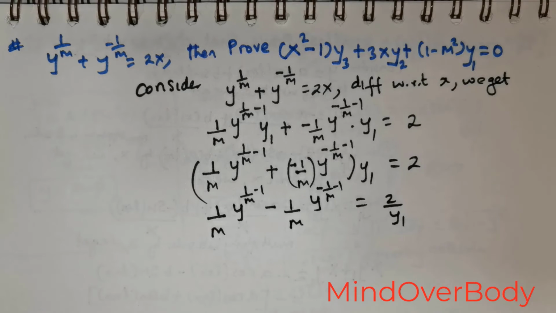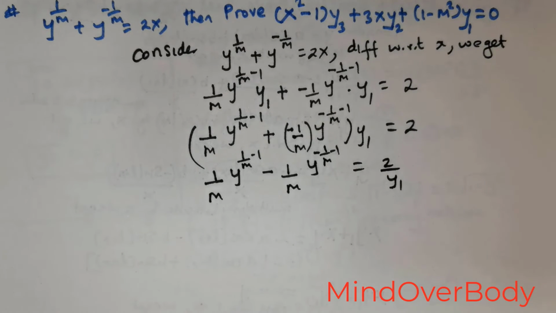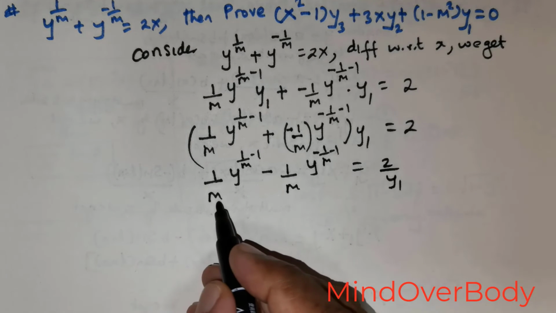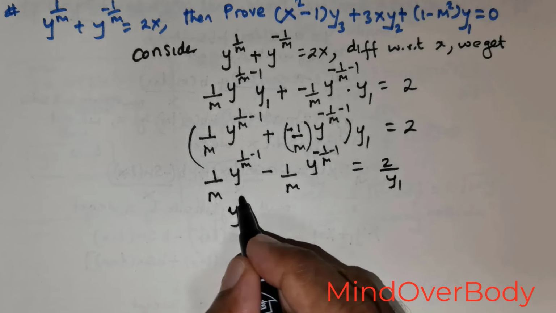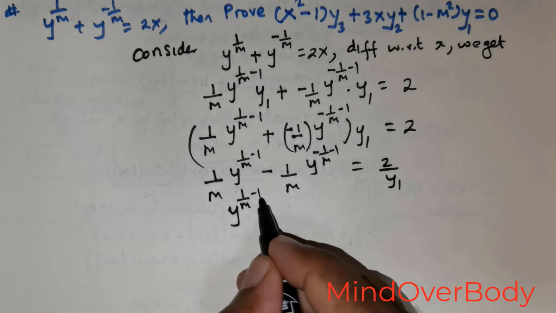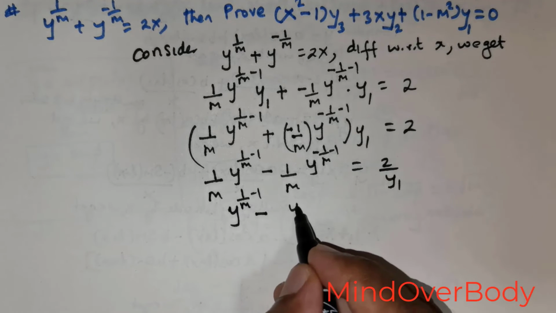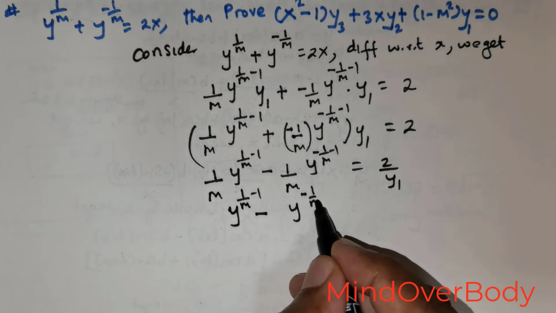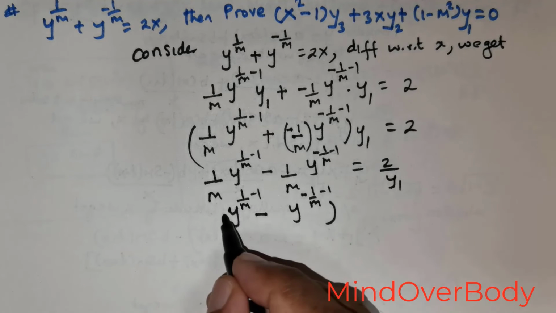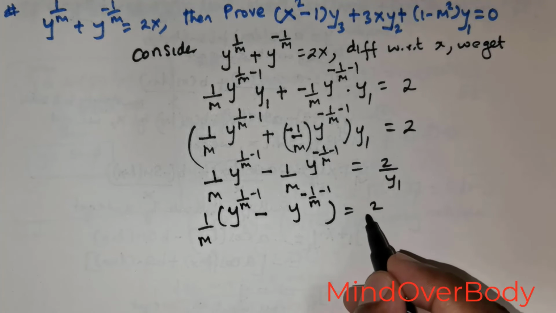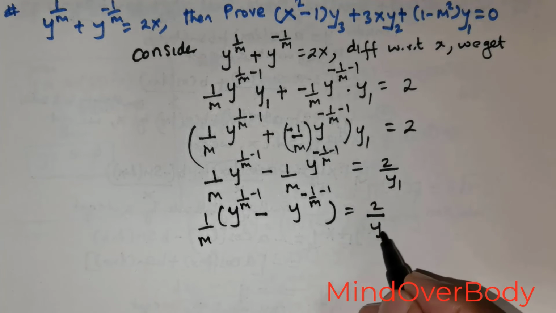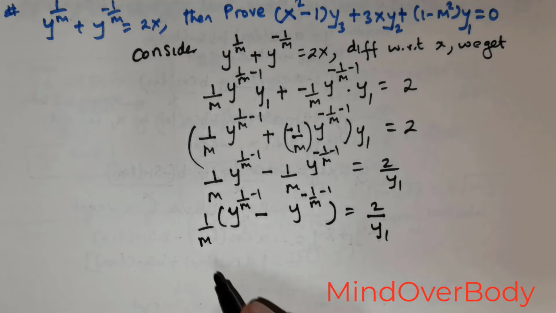That's fair enough. Now next what I'm going to do is take this 1 over m outside. If I were to do that, I would get y raised to the power of 1 over m minus 1, minus y raised to the power of negative 1 over m minus 1, times 1 over m, is equal to 2 over y1. So now what I would do is push this m to the right hand side.